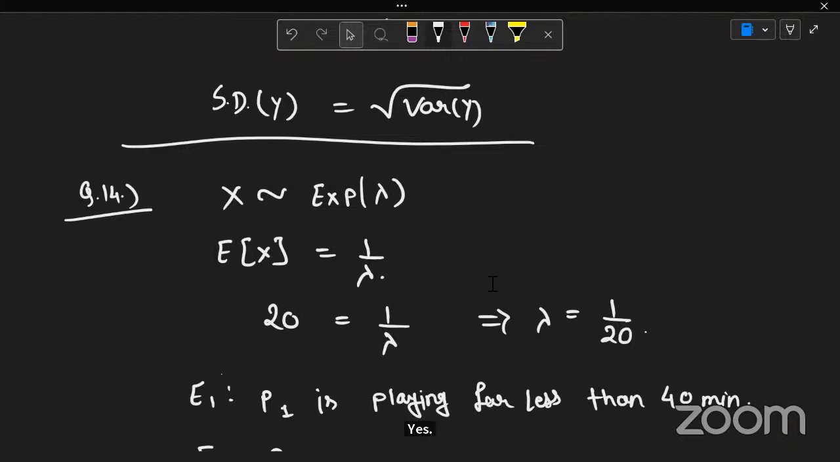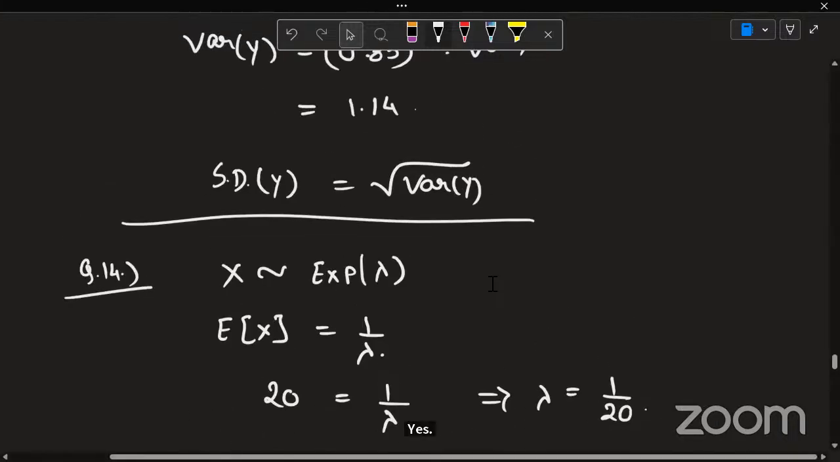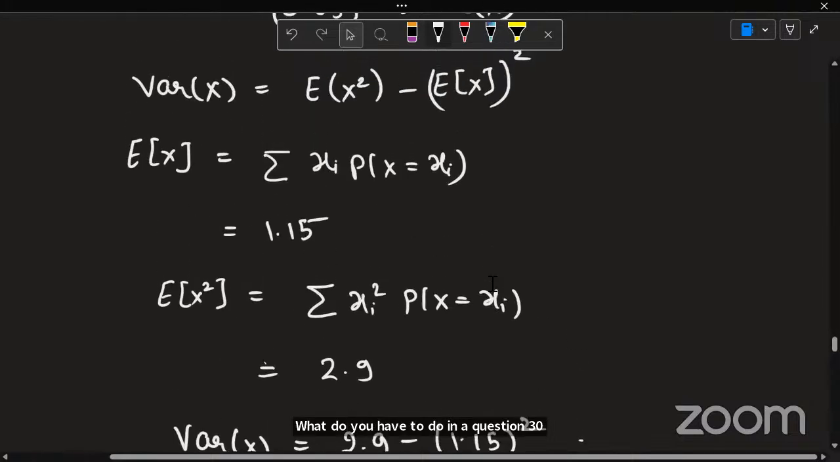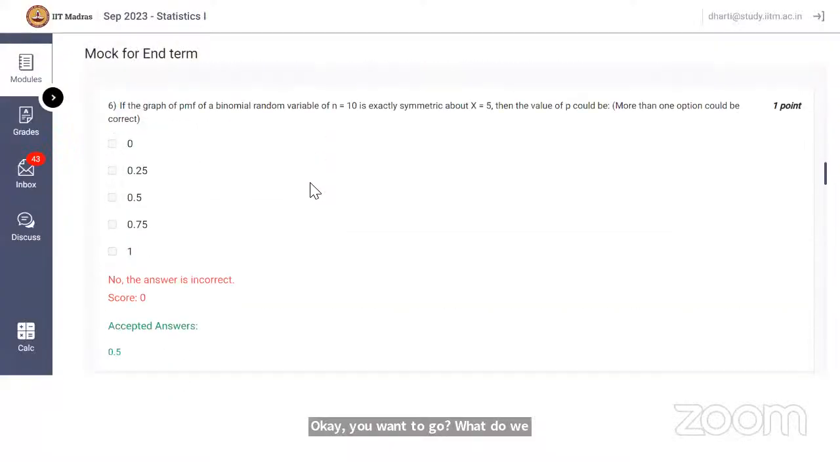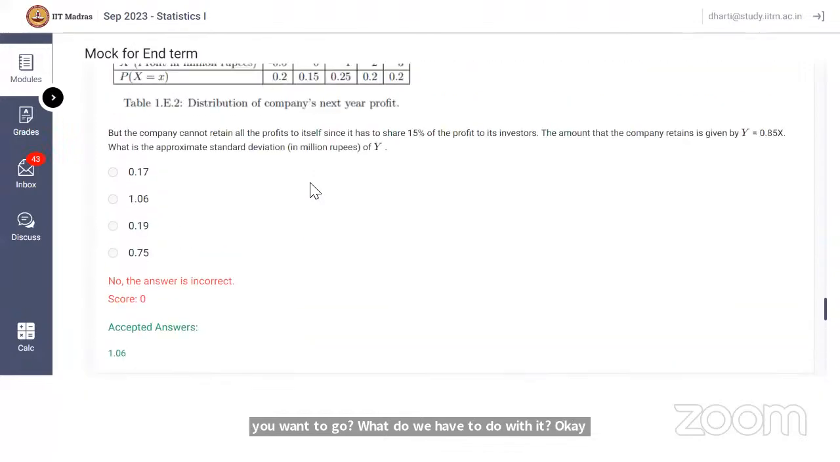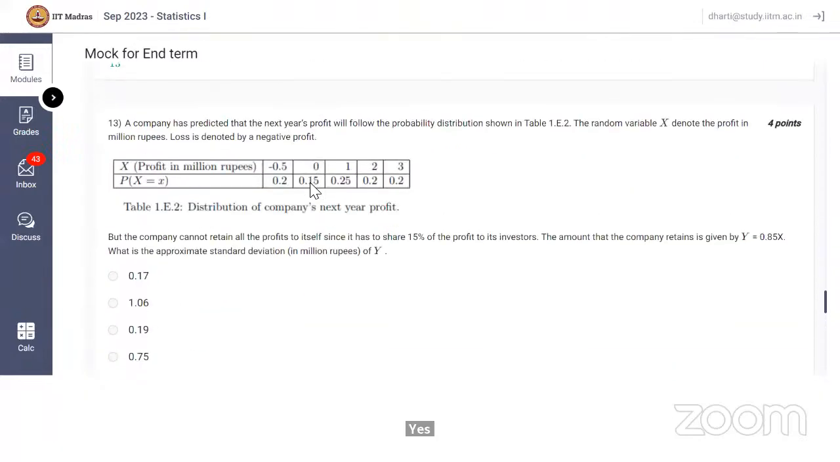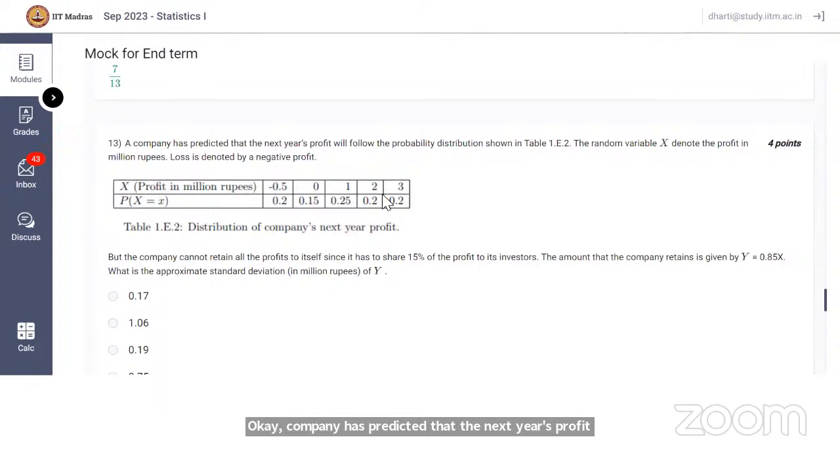Ma'am, what do we have to do in question 13? Question 13, we have discussed, right? The company has predicted that next year's profit will follow a probability distribution, and loss is given by negative profit.